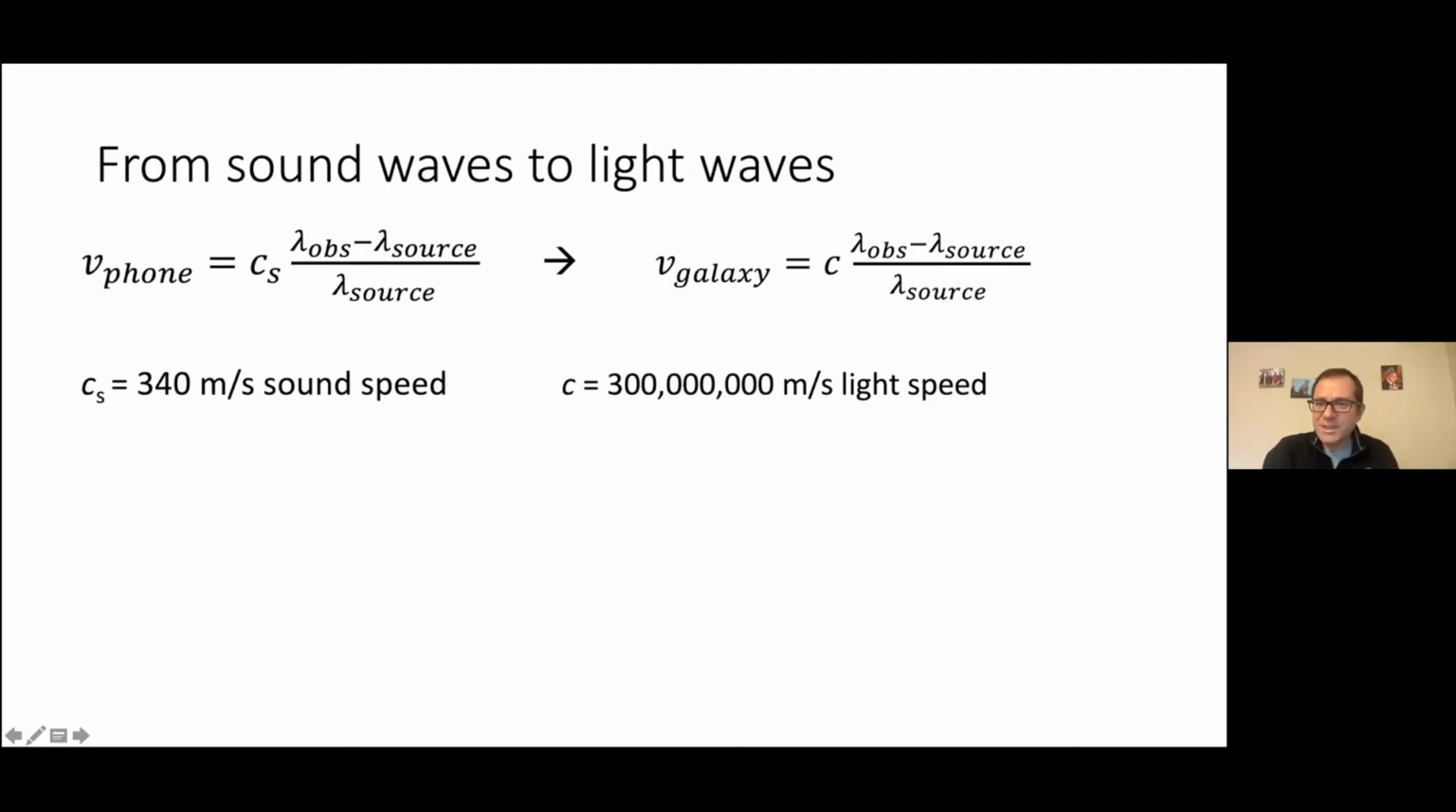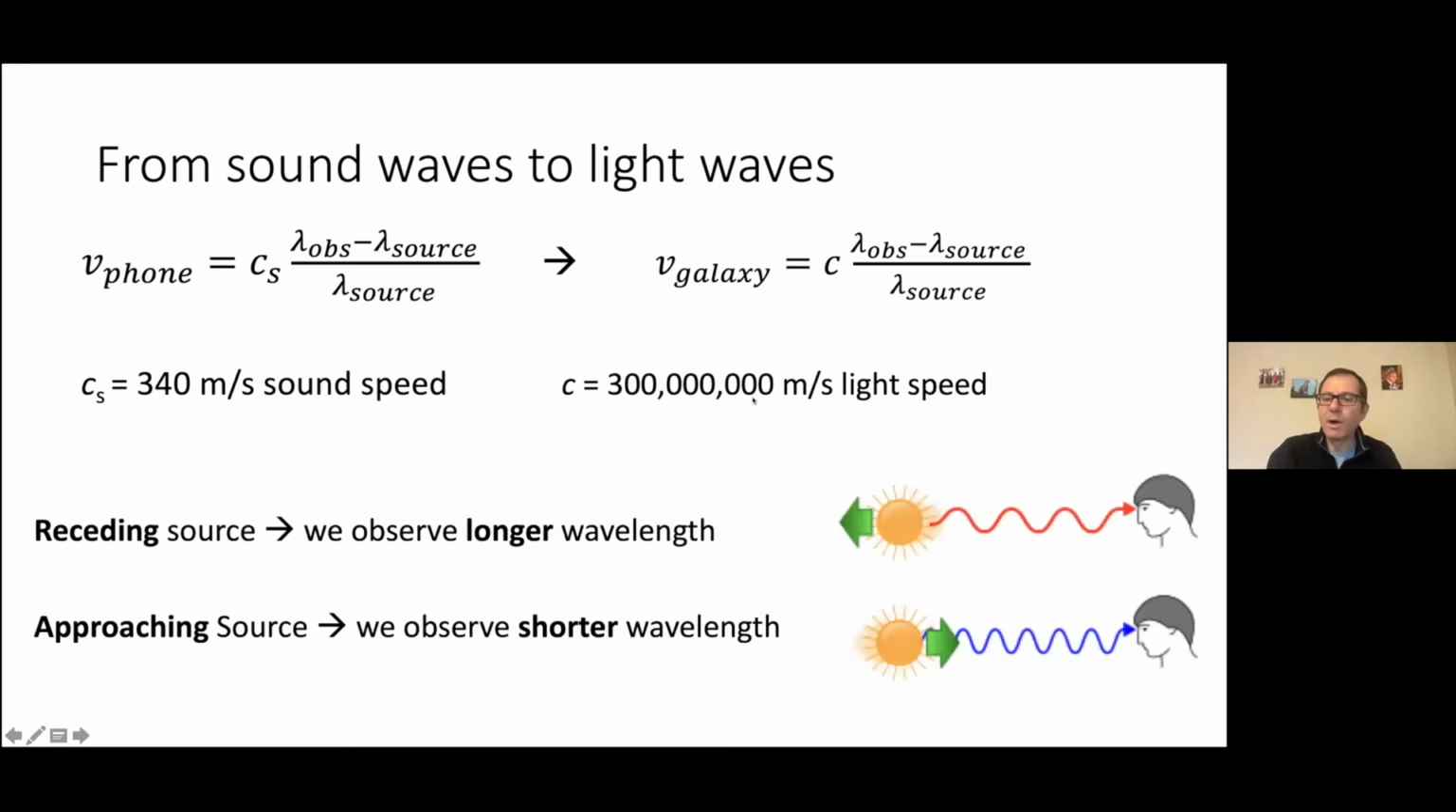So with this formula, we can actually calculate the relative velocity of an object relative to us by measuring the wavelengths. Now, just as it happened with the sound, when a source is moving away from us, what do you think happens to the wavelength of the light?